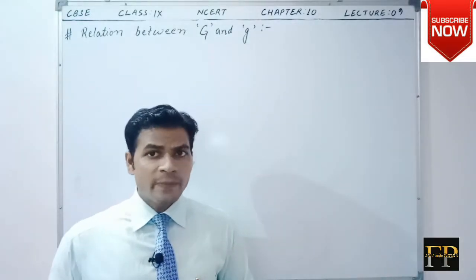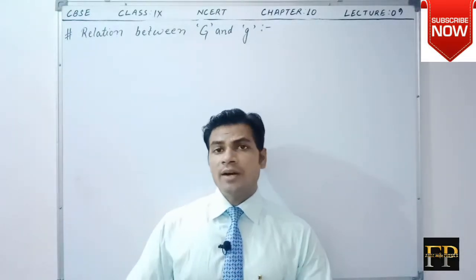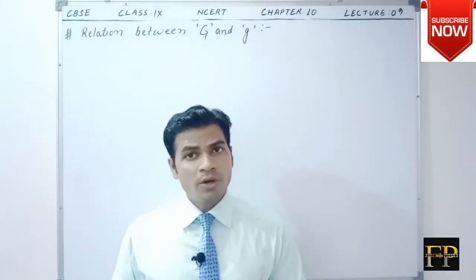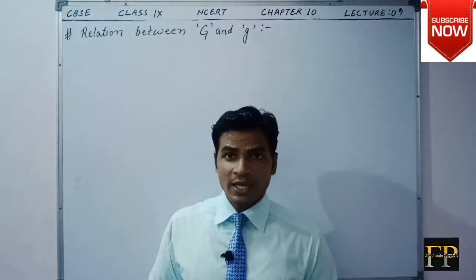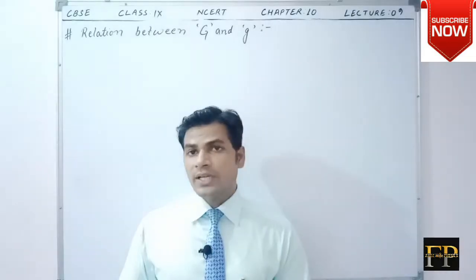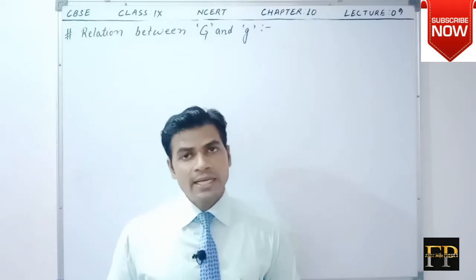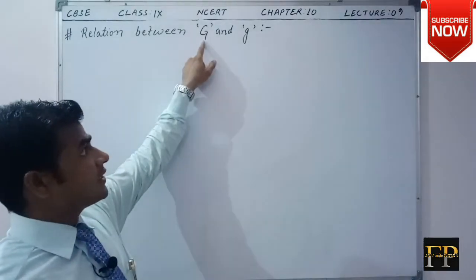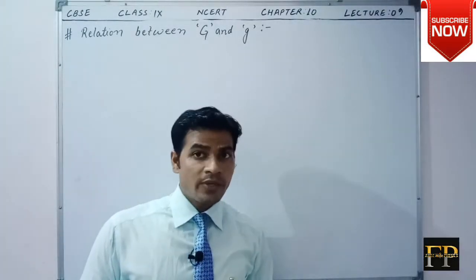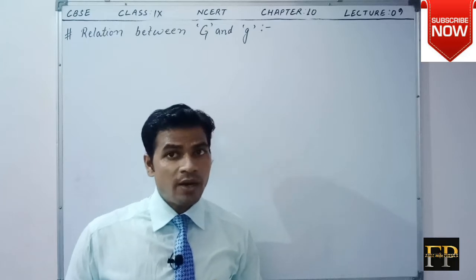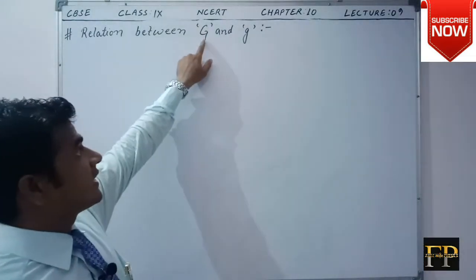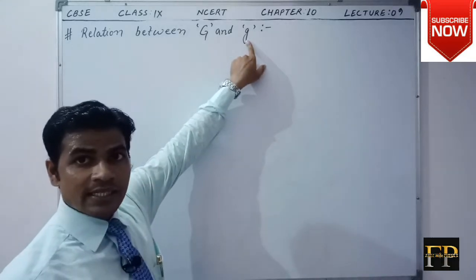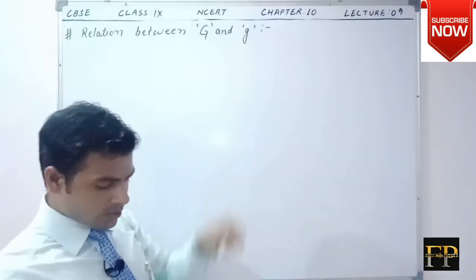Before that, we also studied Newton's law of gravitation. There we learned about a new type of constant called the universal gravitational constant, which is denoted by capital G. And in today's lecture, we are going to discuss the relation between the universal gravitational constant and the acceleration due to gravity.